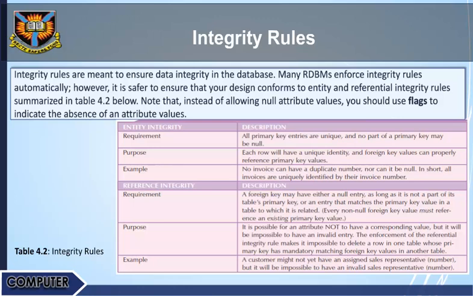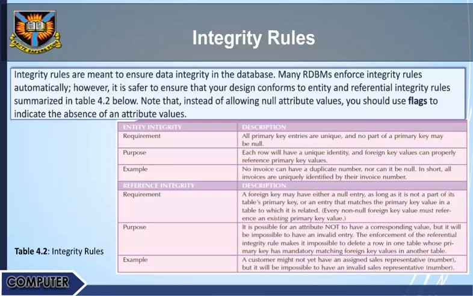All primary key entries are unique and no part of a primary key may be null. Purpose. Each row will have a unique identity and foreign key values can properly reference primary key values. Example. No invoice can have a duplicate number, nor can it be null. In short, all invoices are uniquely identified by their invoice number.